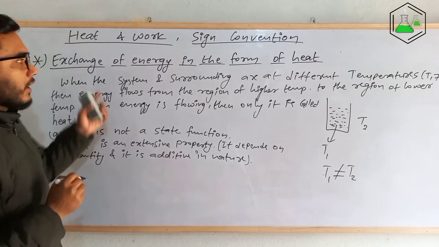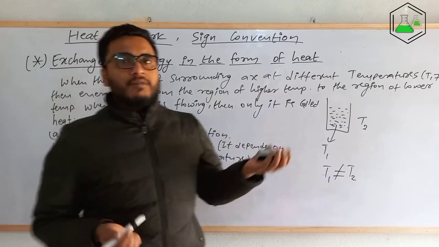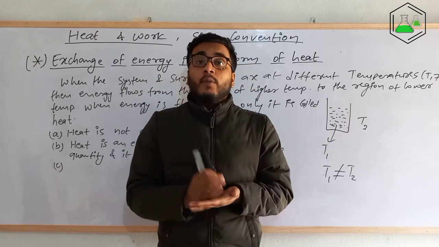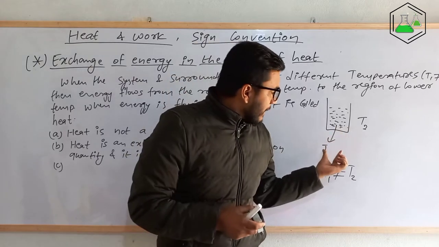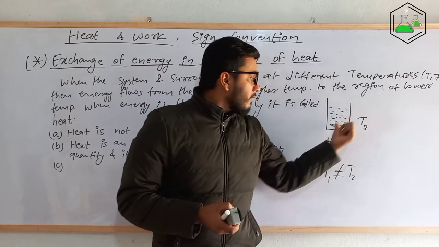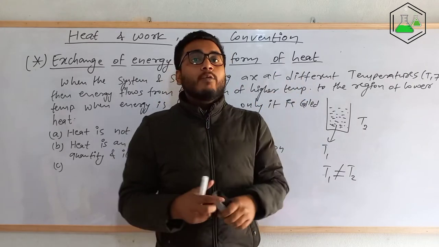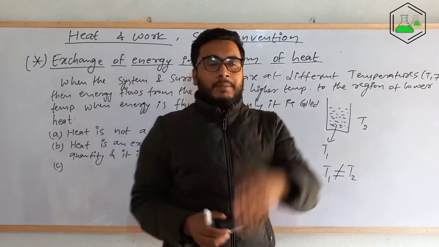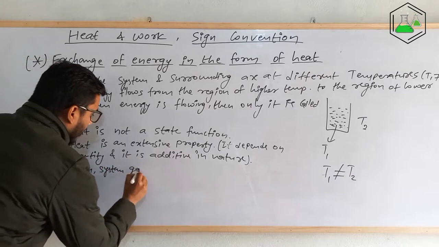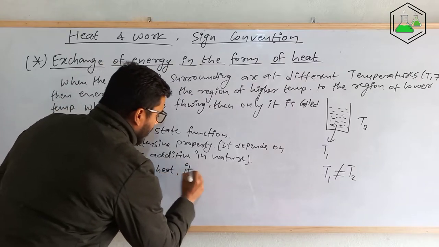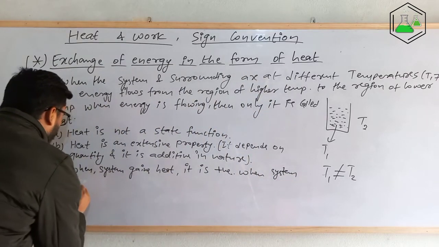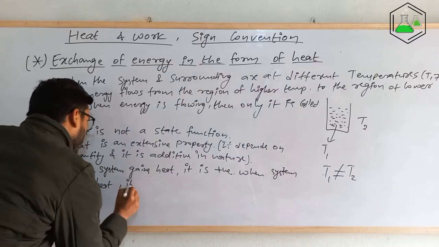Now finally, the most important thing about the sign convention. When we give positive sign to heat and when we give negative sign to heat. Okay. So when the system gets heat energy, suppose the temperature of the system is low, then obviously during the heat flowing, heat from the surrounding will flow into the system. That means system will gain the heat, and when system gains heat, its sign becomes positive. It is given positive sign. So when system gains heat, it is positive. When system loses heat, it is negative.